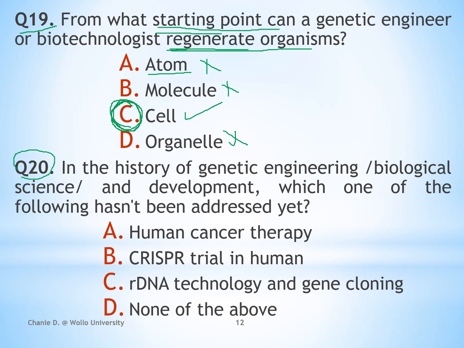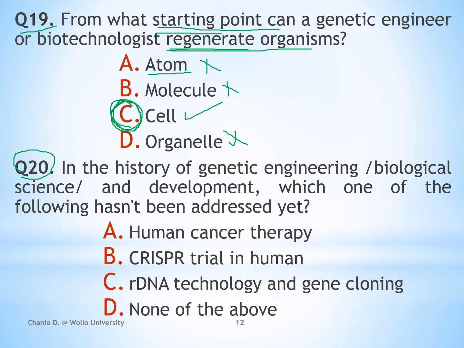Question number 20. In the history of genetic engineering or biological science and development, which one of the following has not been addressed yet? This is to remind you of the developmental stage of science, especially genetic engineering nowadays. The development of genetic engineering is attractive in different streams of biotechnology, in agriculture, in medicine, in environment, in industry, and in other areas. It has become too attractive.